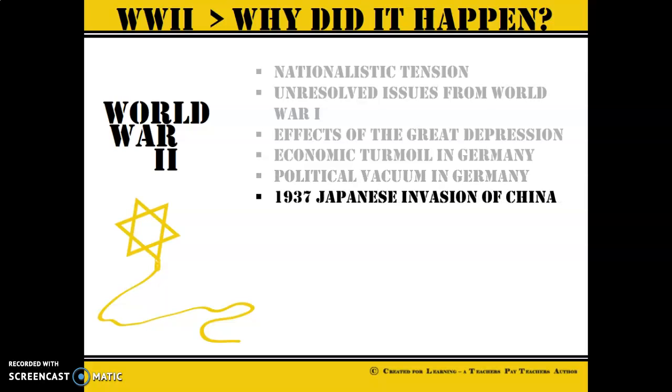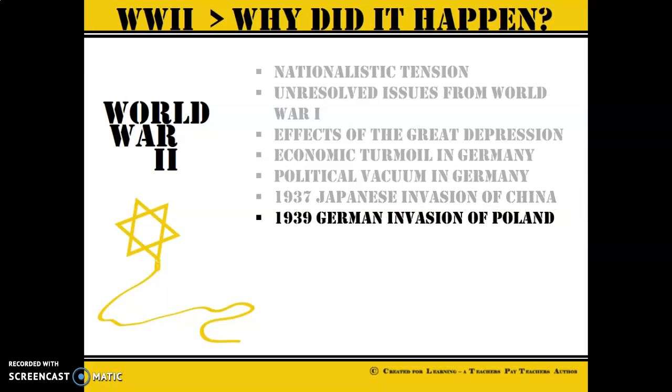In 1937, Japanese invasion of China. Japan kind of saw what Hitler was doing, and also the president in Italy, how they were starting to kind of take over more areas and build empires, and Japan was like, hey, we want to build an empire too, so they invaded China.